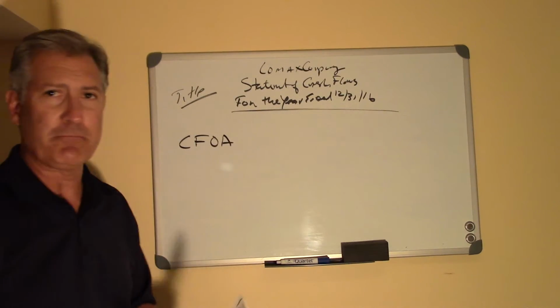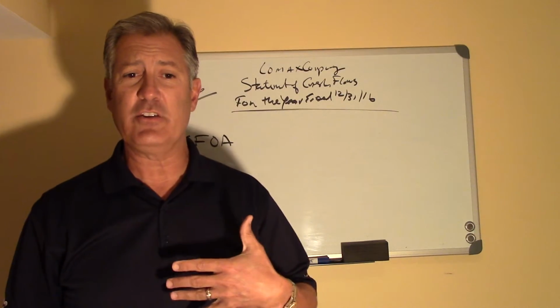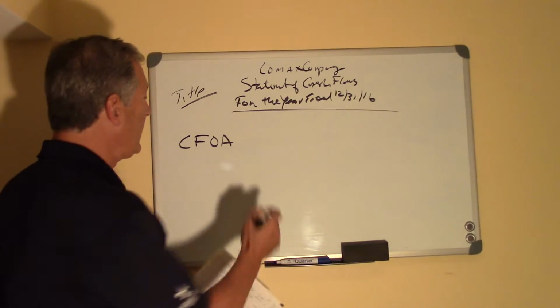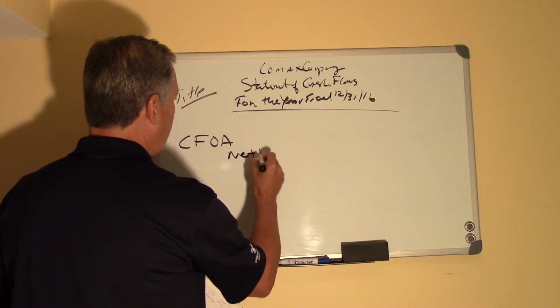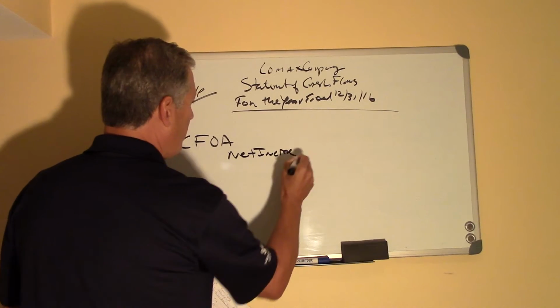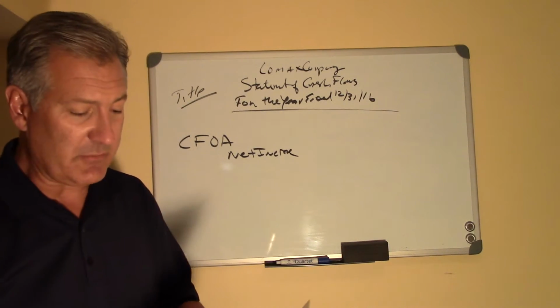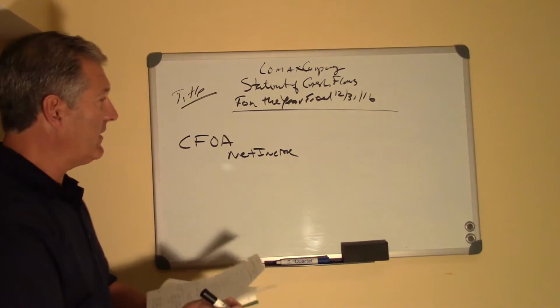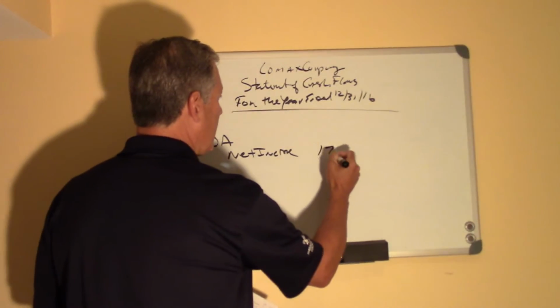I abbreviate. And as I indicated to you, the first step is you want to look at the income statement because we're going to find net income. Pretty easy to find. It's on the income statement. It's the bottom line, isn't it? In this case, the net income is $170,000.